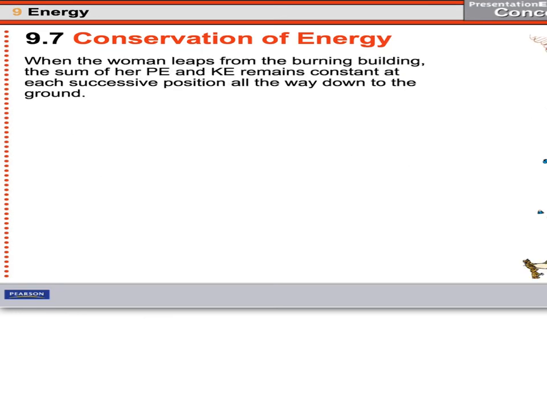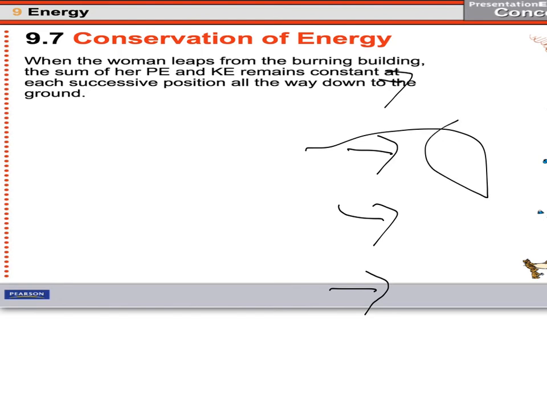When the woman leaps from the burning building, the sum of her potential energy and kinetic energy remains constant at each successive moment. Up here, she's got all 10,000 joules of potential energy and no kinetic. Here, she's got 7,500 joules of potential and 2,500 of kinetic. Halfway down, it splits 50-50. And then you see it flips from where it was right up here. And then at the bottom, as she's hitting, she's all kinetic and no potential.